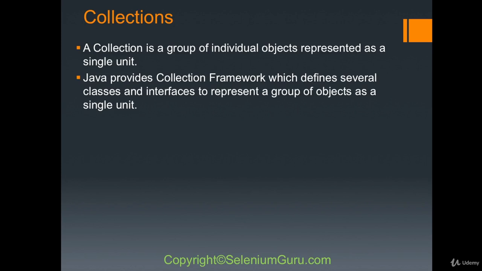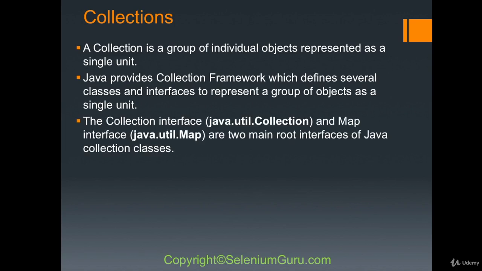So basically what that means is Java also has a collection framework. It provides the collection framework which has several classes and interfaces from which you could create a group of objects such as list, set, map, and so on. The collection interface java.util.Collection and the map interface java.util.Map are the two main root interfaces of Java collection classes. We learned about what interfaces are.